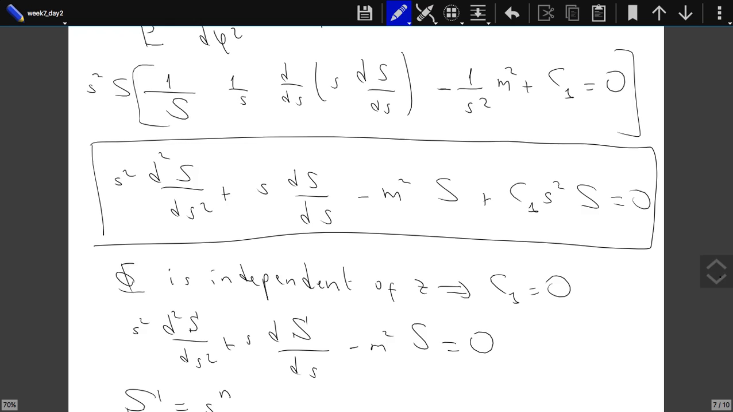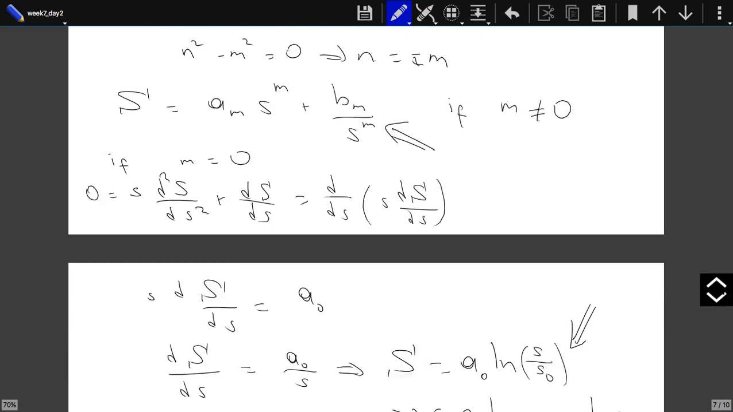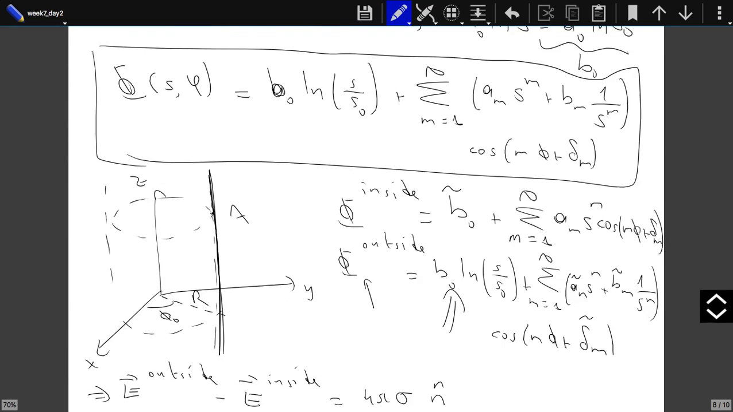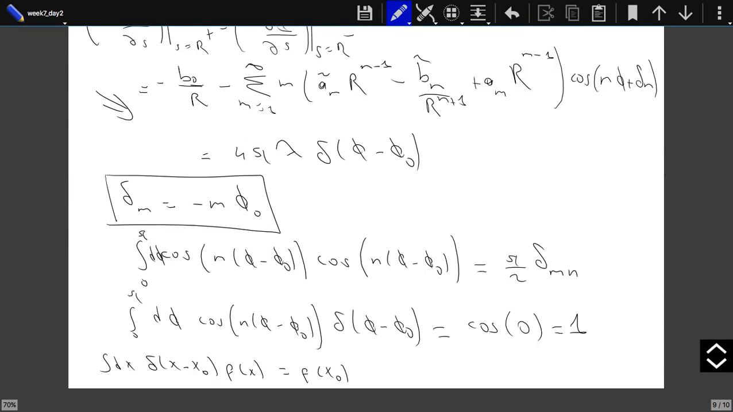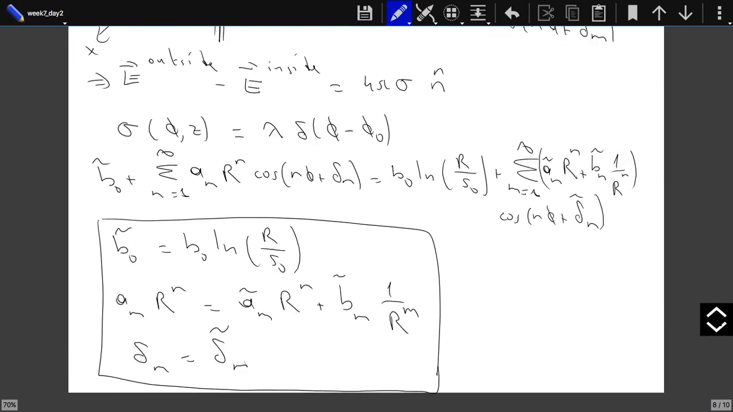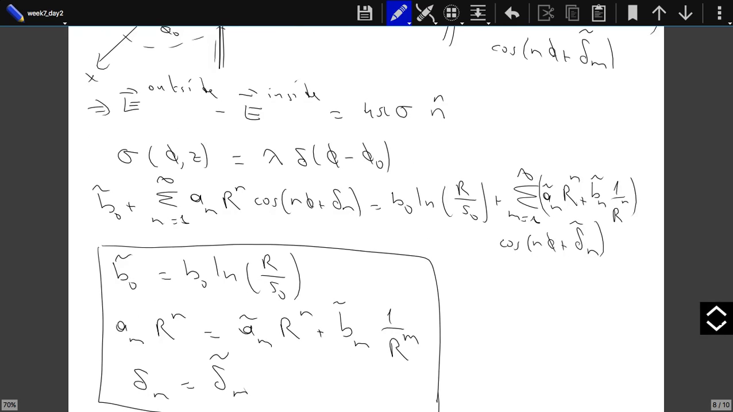And then you just write down the general solution. In this problem, you don't have inside and outside, you only have inside. Once you write the general solution of the potential, you have to match it with the boundary conditions. When s is equal to r, your solution should be 0. That is one boundary condition you have.